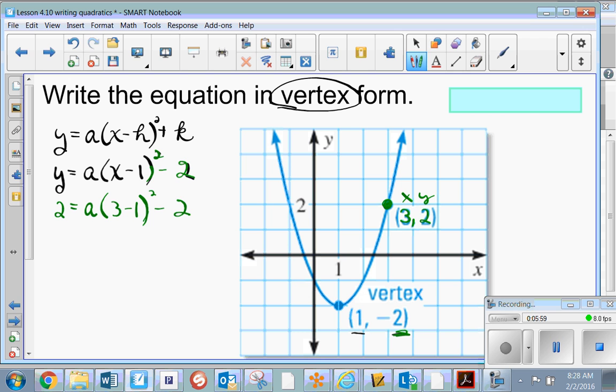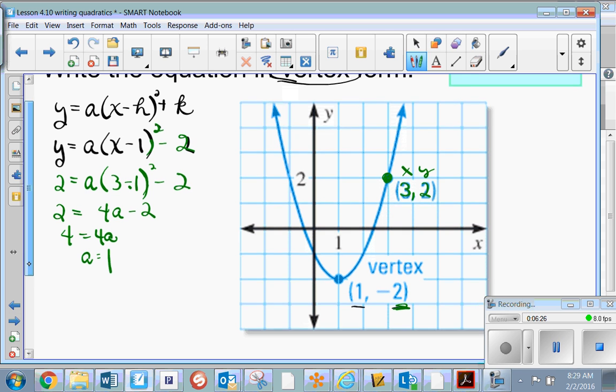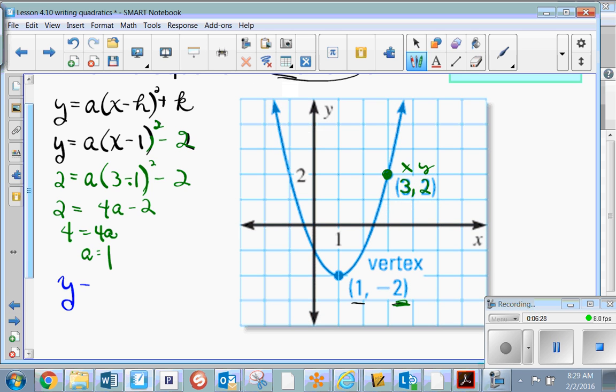You good? Yeah. Alright. So now I've got 3 minus 1 is 2. 2 squared is 4. So I've got 4a minus 2, and 2 across the equals sign equals 4a. So a equals... no, yes, 1. So putting it all together then, it's going to be y equals 1 for my a.